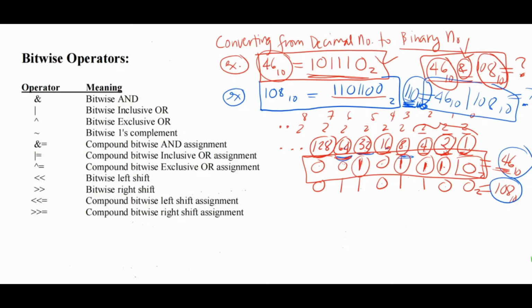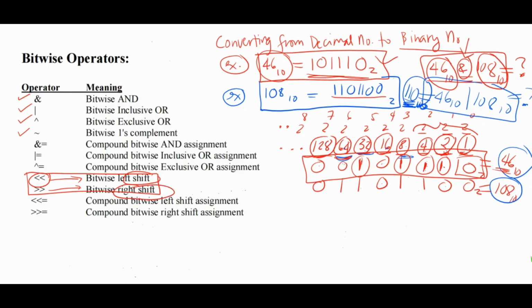So we are done with the bitwise AND and also the bitwise inclusive OR. This is the bitwise exclusive OR, the bitwise 1's complement. And this time, let's discuss the bitwise left shift and the bitwise right shift. So this operator here is called bitwise left shift, and this one is bitwise right shift.